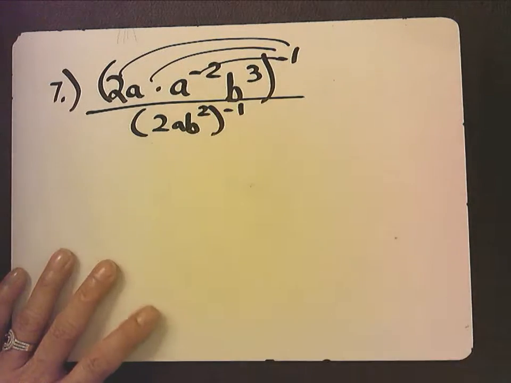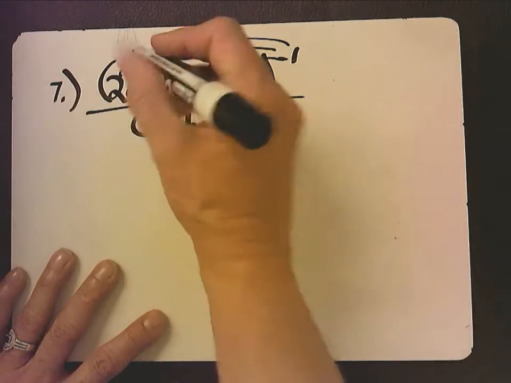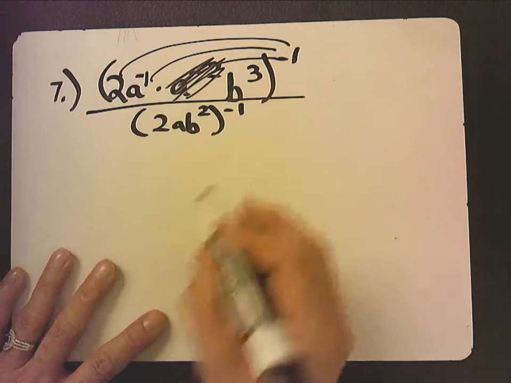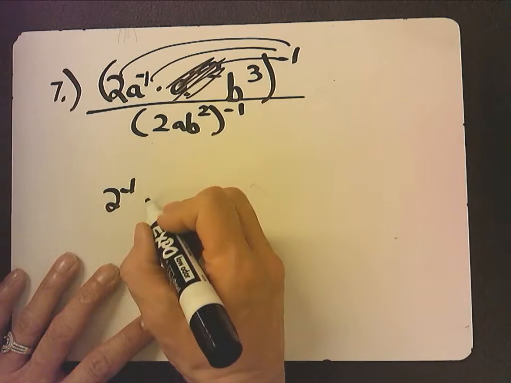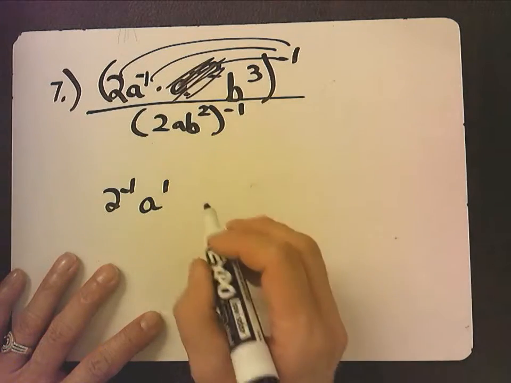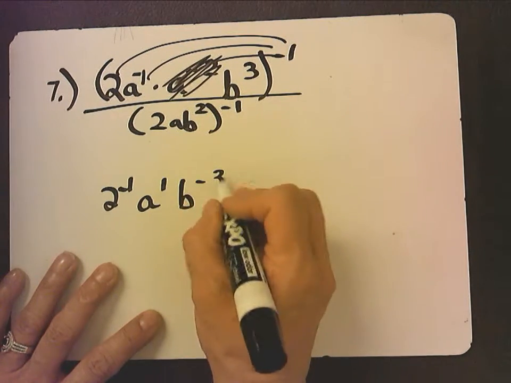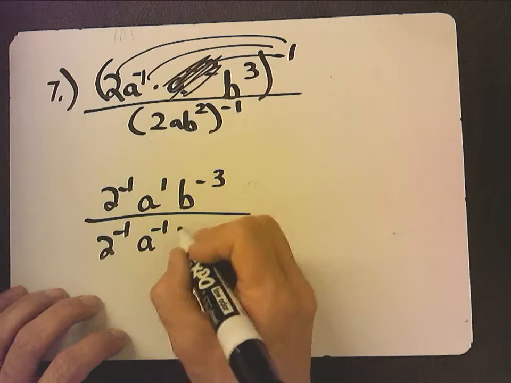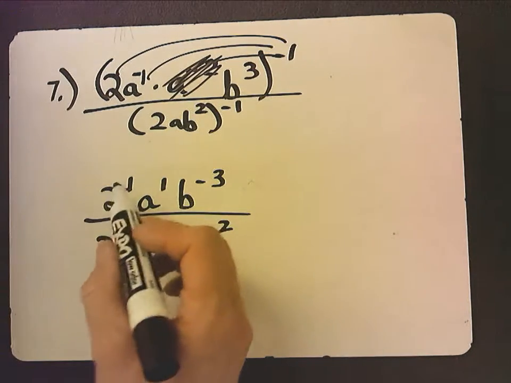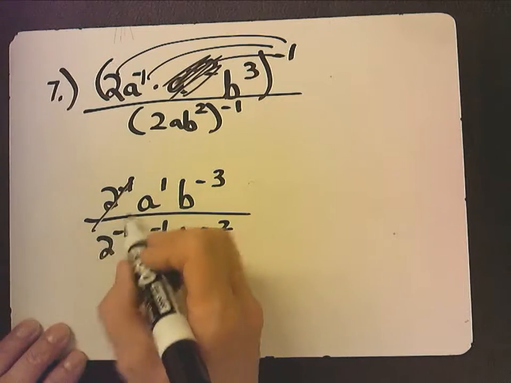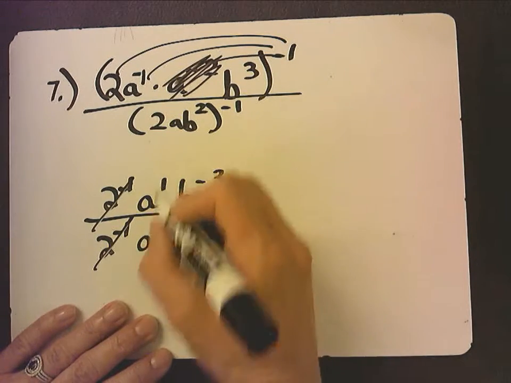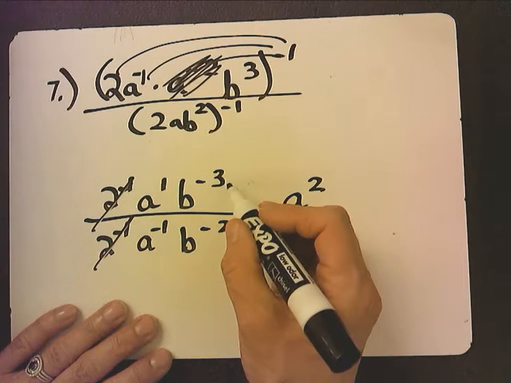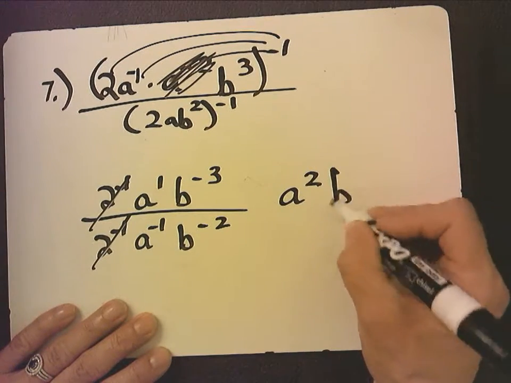So before I actually do that, a times a to the -2 becomes a to the -1, and I can cross that out. So this becomes 2 to the -1, a to the first, because -1 times -1 is 1, b to the -3, all over 2 to the -1, a to the -1, b to the -2. Now 2 to the -1 over 2 to the -1 just becomes 1, so I cross that out. A to the first minus -1 becomes a squared in the numerator. B to the -3 minus -2 becomes b to the -1.